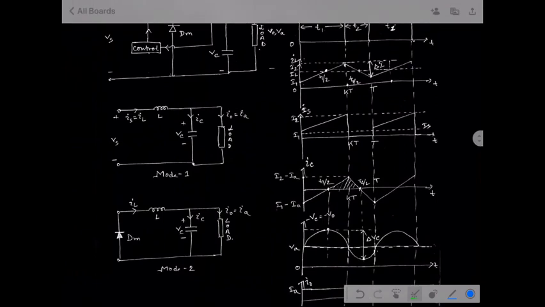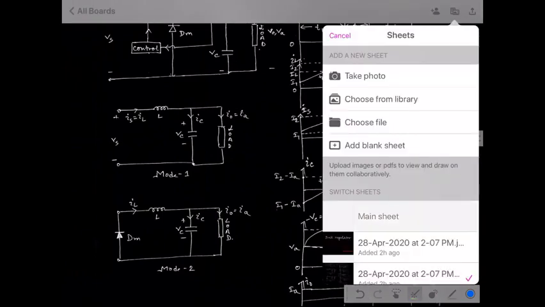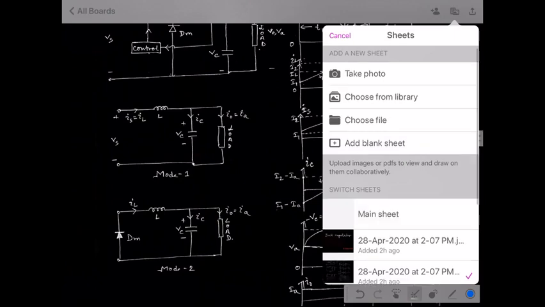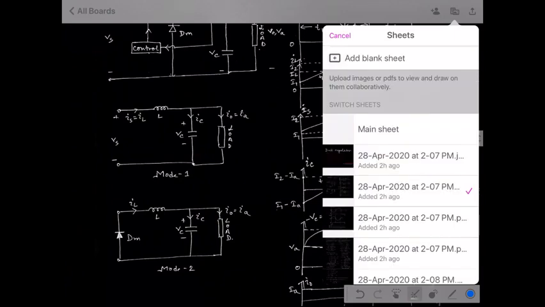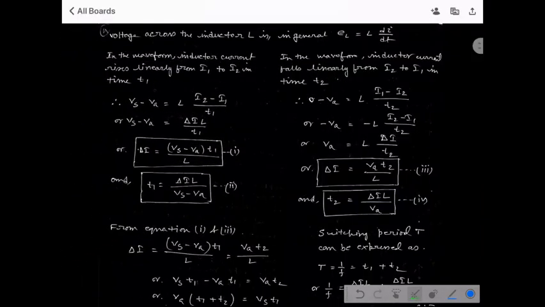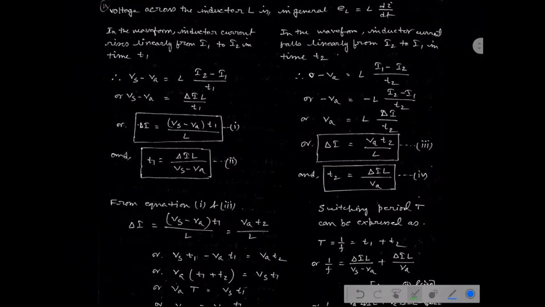Now go through the mathematical expressions. The total operation can also be described by mathematical tools and expressions. These are all the expressions I have done here. So first go to the first one.